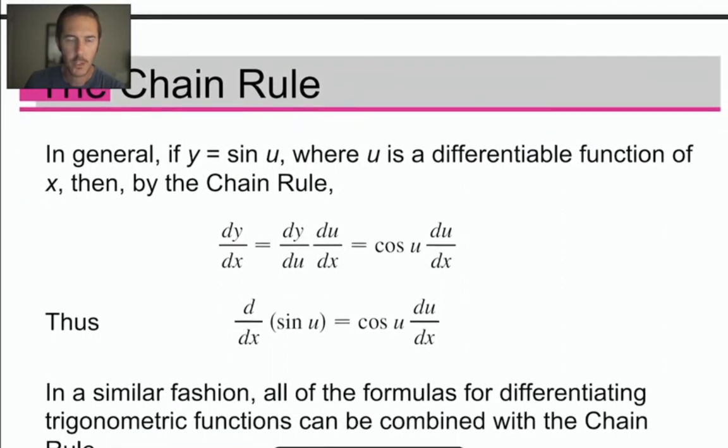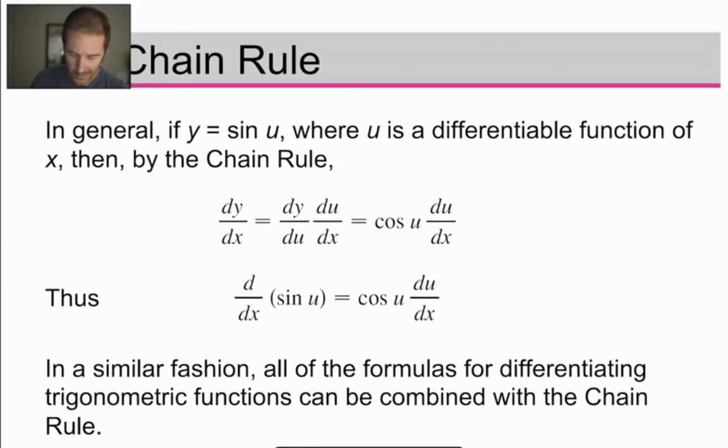And then here we're changing gears a little bit. Here y is equal to the sine of u. Now I don't know what u is. Maybe u is an x. Maybe u is x squared plus 1. Maybe u is the square root of x squared plus 1. We don't know. All we know, because we're being told, is that u is a differentiable function of x.